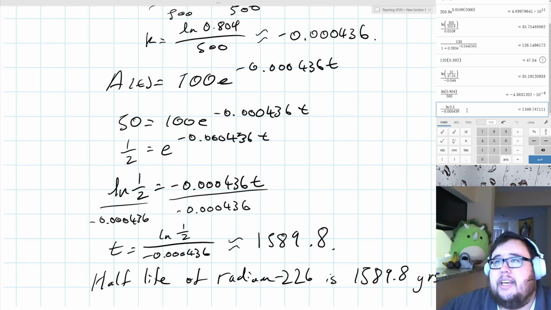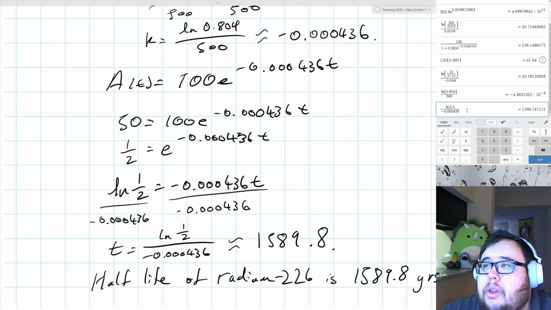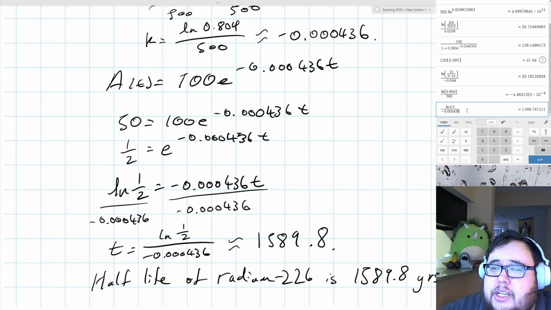And that's exponential decay. The math is all identical to exponential growth. It's just that with exponential decay, you end up with a negative k value. Everything else will work out exactly the same way. You're solving them in exactly the same way. You're building the function exactly the same way.